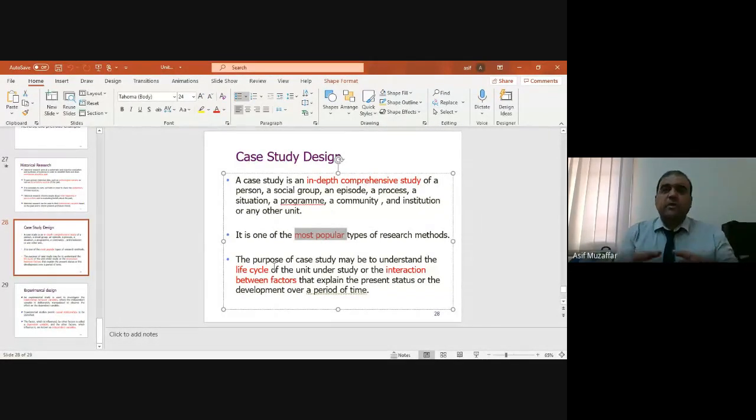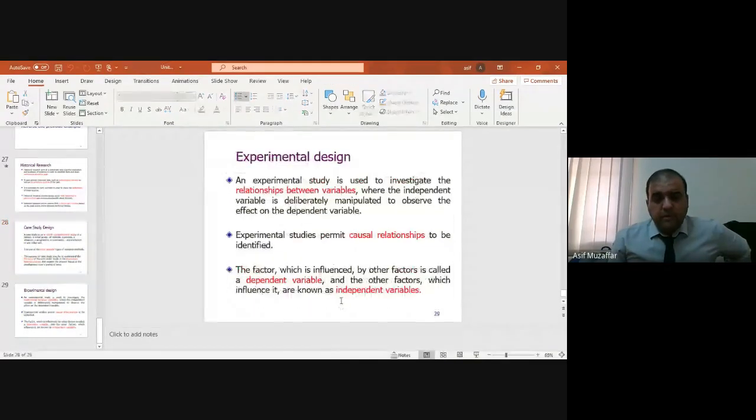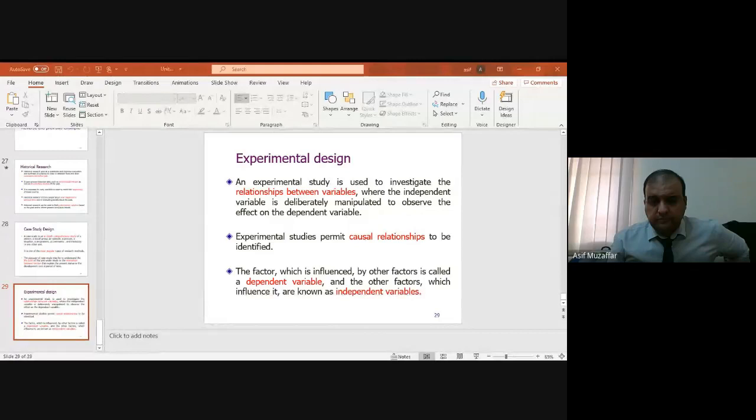Let's say I'm writing a case about the human resource utilization by Lulu hypermarket. So I will write a case about how they develop and manage their human resource. Human resource means workers. So it will be a case study. Okay. Then the last one is the experimental. Is it okay? What I just said. Is there any question on historical research and case study design?